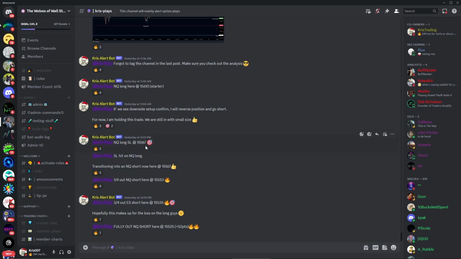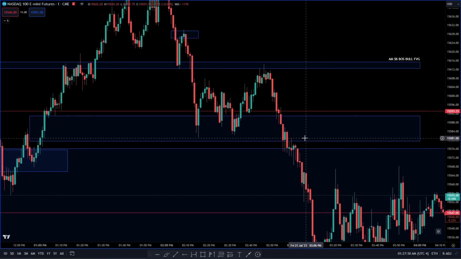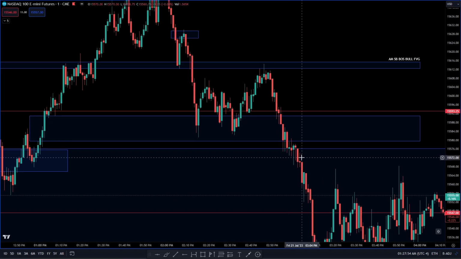We took a loss, of course, so we went long at 610, and then I said stop loss at 67, and then 3 minutes later the stop loss hit. And in that same alert, I also said I'm transitioning into an NQ short at the exact same price, because I had double the contracts on the stop in order to transition into the short.